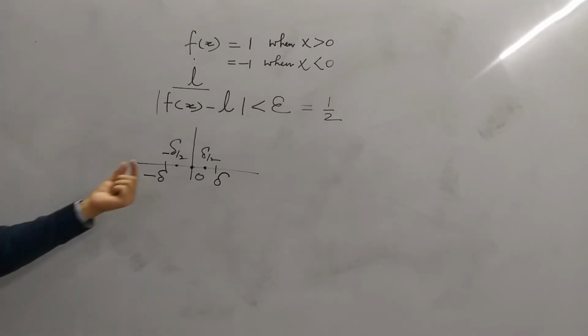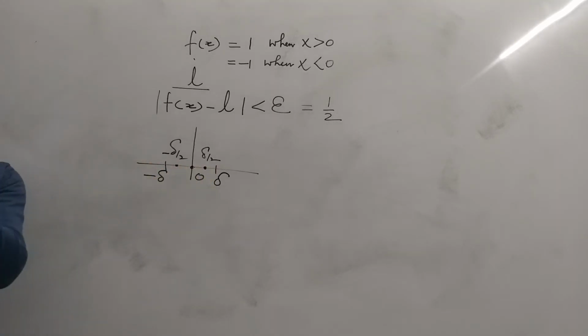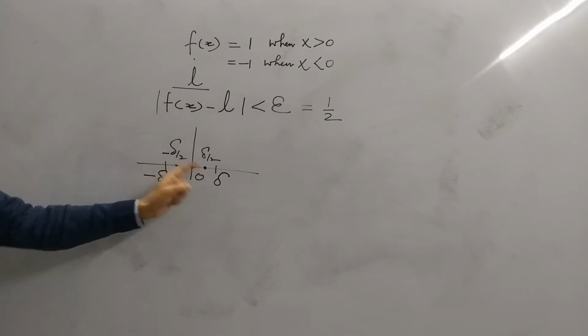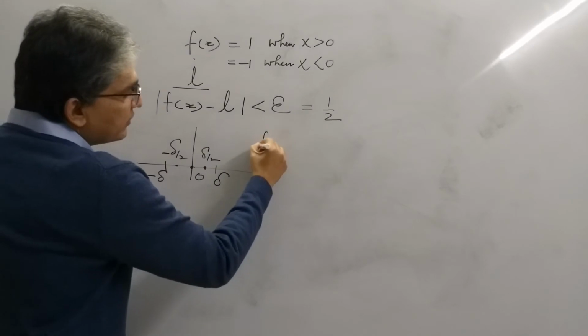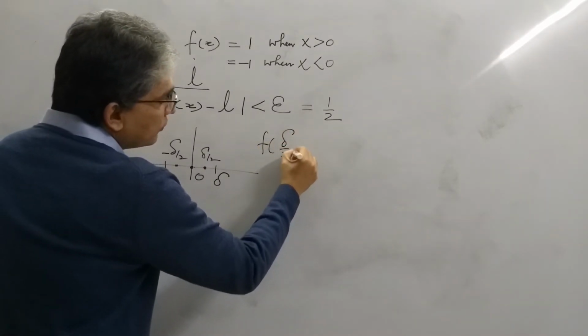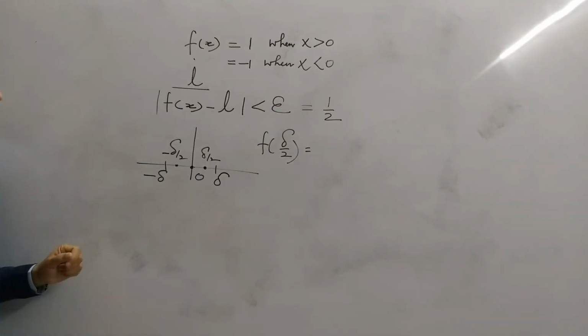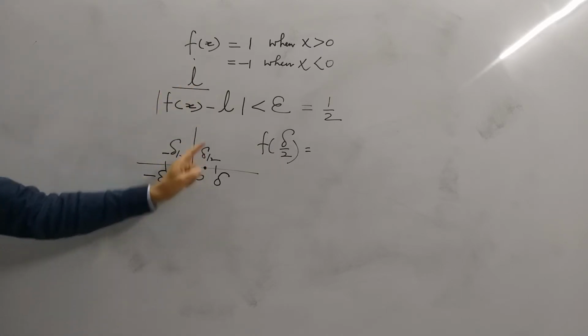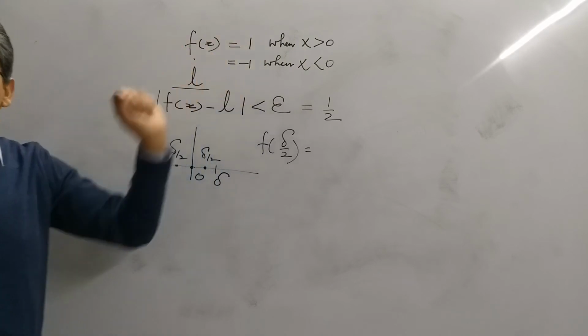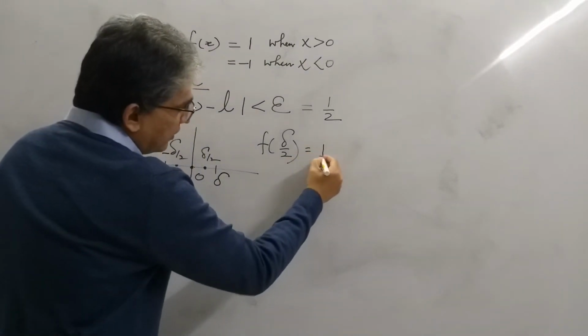Right? I can go till this limit, or I choose one point in between: delta by 2 and minus delta by 2. Now, what is my functional value at delta by 2? You see that I have defined delta by 2 is positive, so when x is positive, the function is 1. So f of delta by 2 is 1.